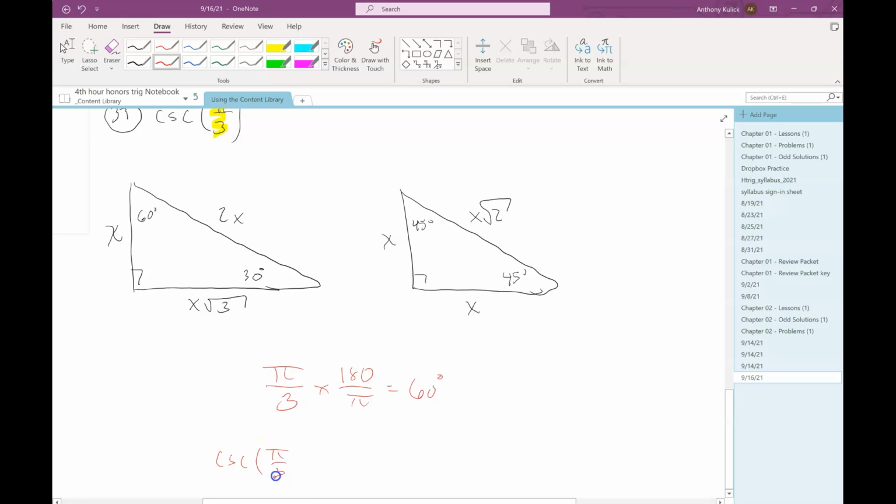So cosecant of pi over 3 is the reciprocal of sine, so it's going to be hypotenuse over opposite. In the 60-degree case, the opposite is x root 3, and the hypotenuse is always 2x. The x's cancel. And then when we rationalize our denominator, I have 2 root 3 over 3. Does that feel okay, Amy?